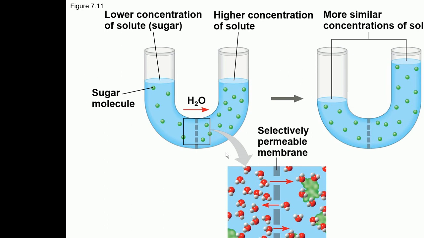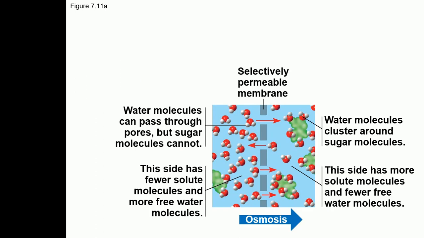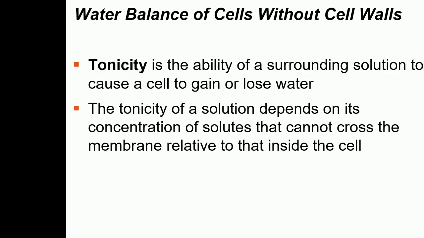This semi-permeable membrane allows the movement of water molecules, but it does not allow the movement of these solutes. As a result, when water moves from this side to this side, it causes the concentration of the solutes to become equal on both sides. So it's the movement of water molecules which causes the distribution of these solutes to be equal on both sides. So this is the process of osmosis.